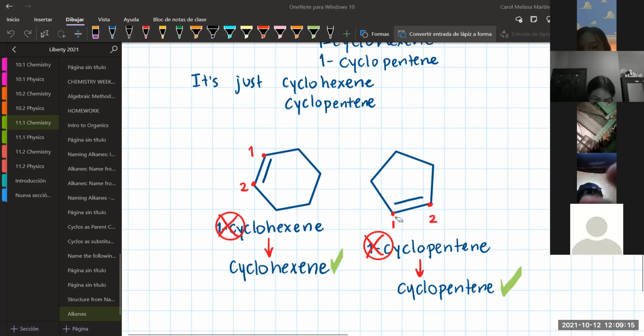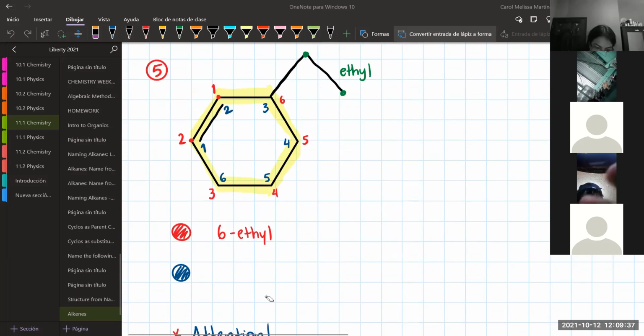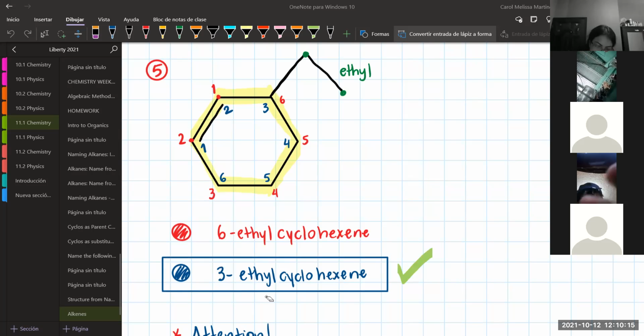So, one cyclopentene, it is already known that being an alkene it will have the double bond in position 1, so saying one cyclohexene would be incorrect and saying cyclohexene without indicating the 1 would be correct. So the red arrangement here would be 6-ethyl and then the cyclo, which would be of 6 carbons, so cyclohexene. But if we do it in the blue position, it would be 3-ethyl cyclohexene. And from there we have to choose the best. Obviously, it's going to be the red arrangement. The blue arrangement. So this would be the correct one because it has the least number.